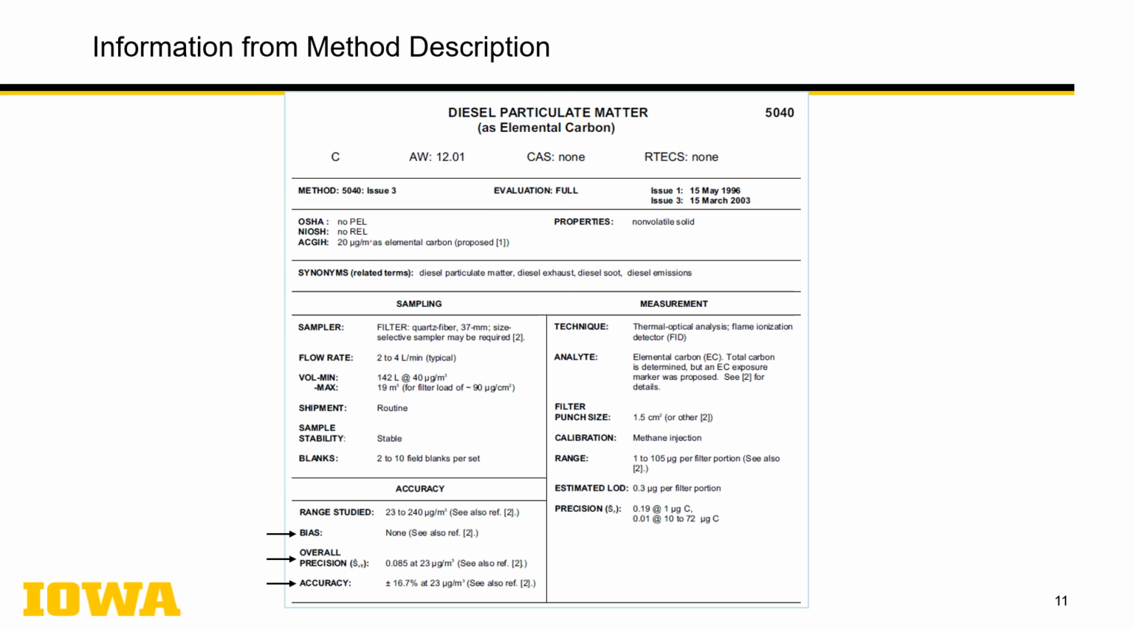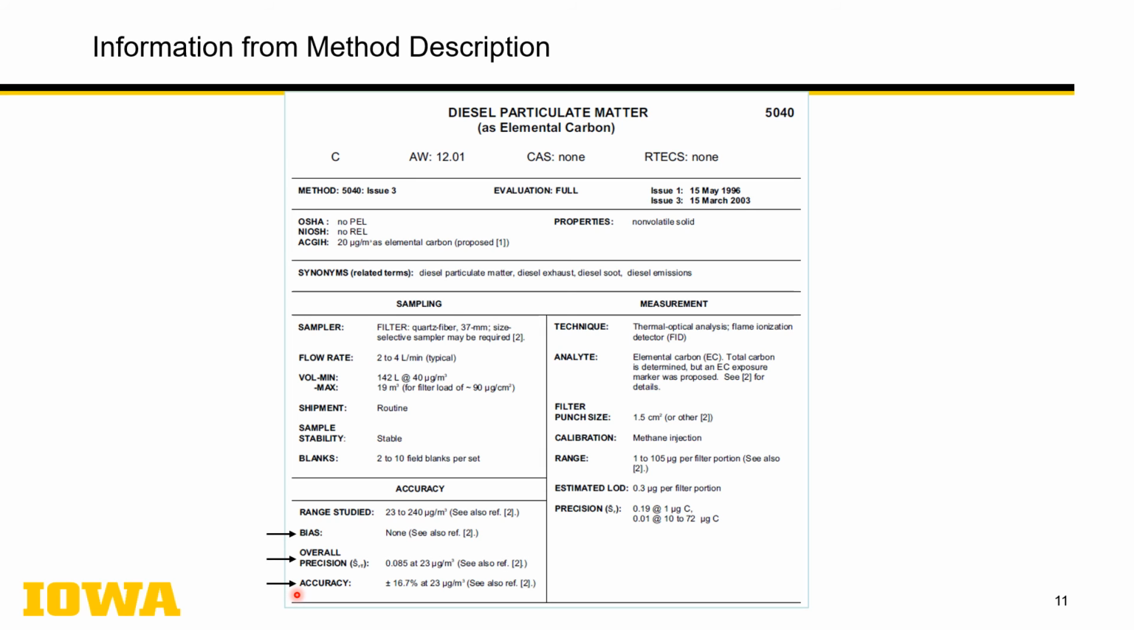So it says the bias is none, and then it says see reference 2. In reference 2, it says that this method is so good that it is considered the standard method, and therefore it is unbiased in that regard, not in the same sense that we have been talking about here. Whereas the accuracy at the bottom is the type of, in a sense, bias that we've been talking about.